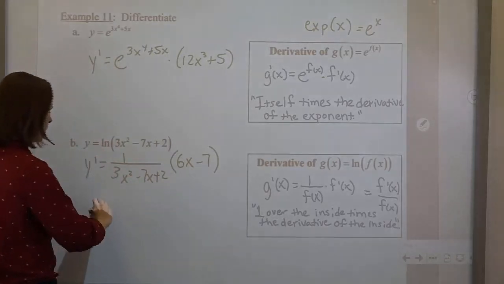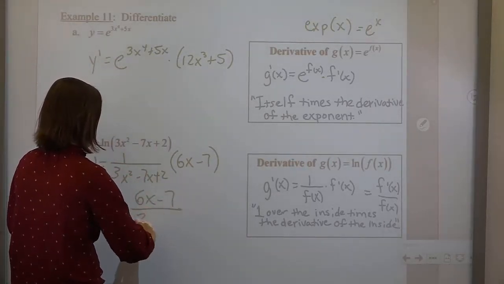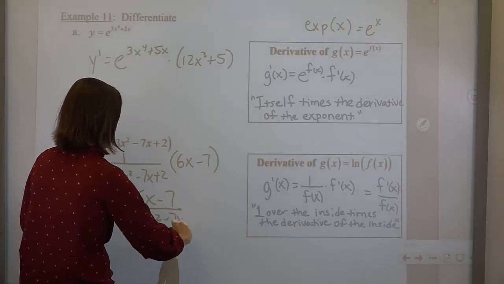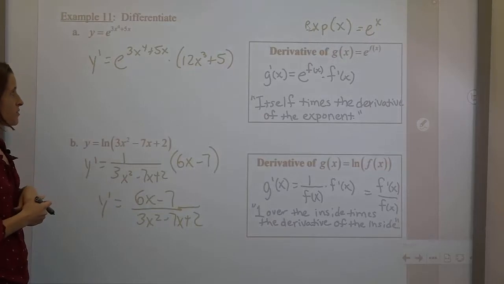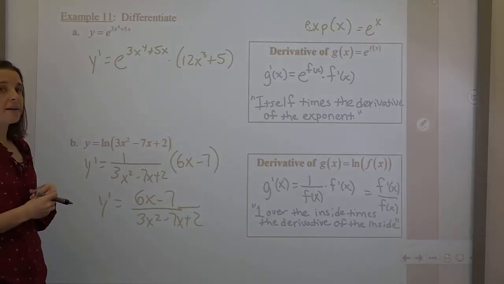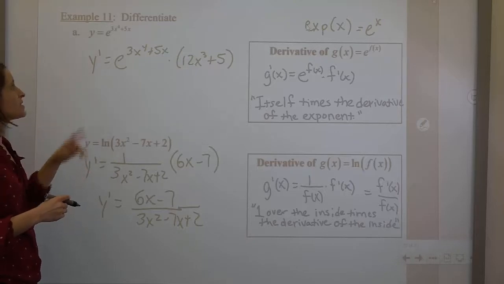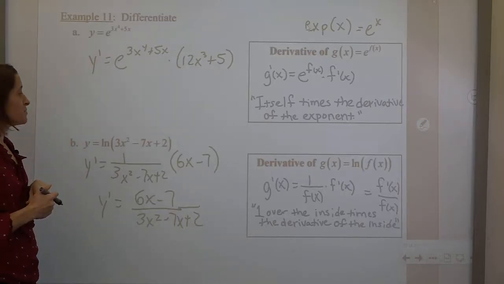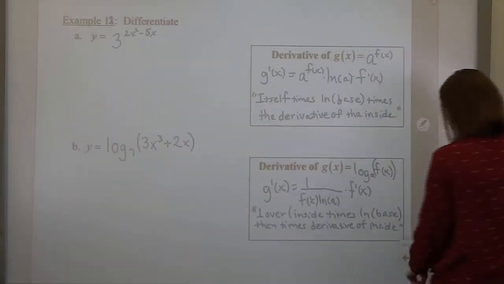And so if you want to write it this way as 6x minus 7 over 3x squared minus 7x plus 2, or if you even want to go straight to that, that's perfectly fine, of course. So you should expect to have derivatives of both e's and ln's where you have the chain rule involved as well.